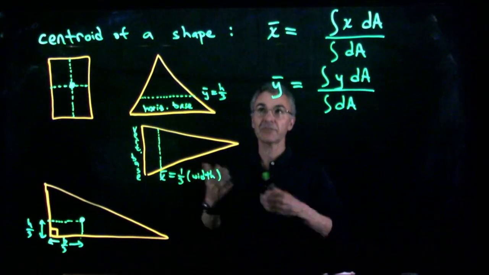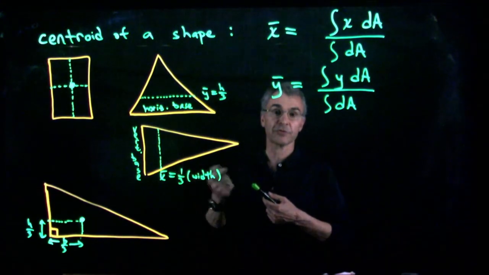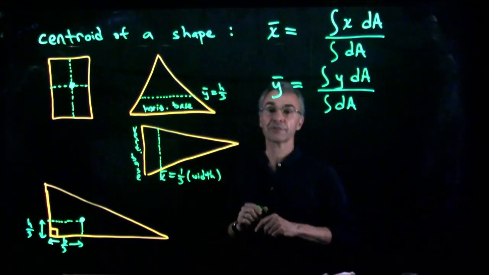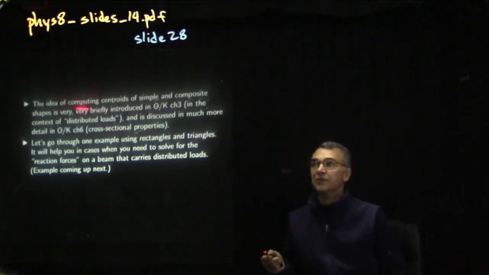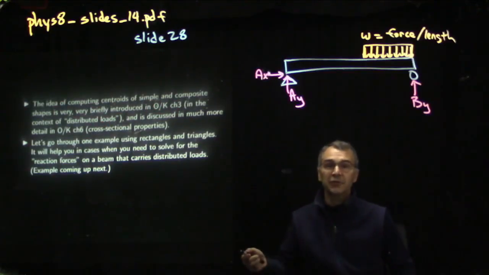So that's the basic definition of a centroid you need to know in order to see what I'm doing in the next few slides. The centroid is the average position within a shape. The idea of computing centroids of simple and composite shapes is briefly introduced in chapter 3 of Onouye Kane when they talk about distributed loads. So far we haven't made any really tricky use of centroids.